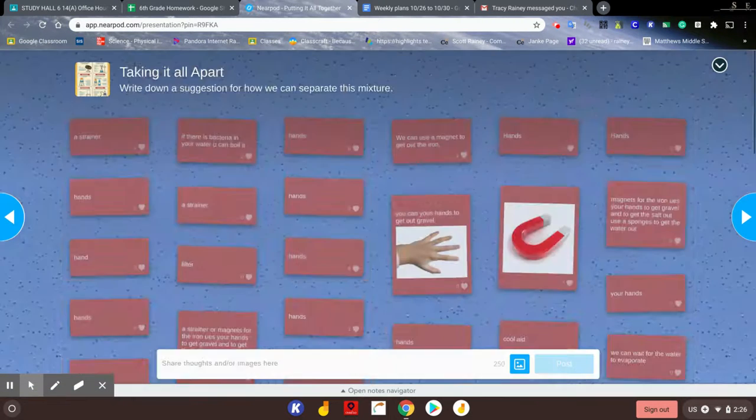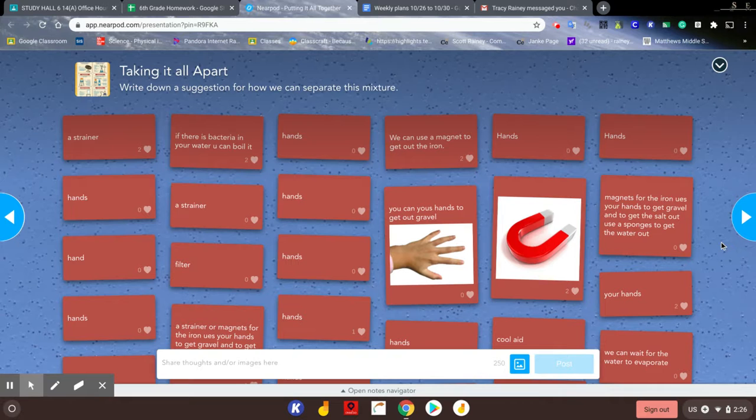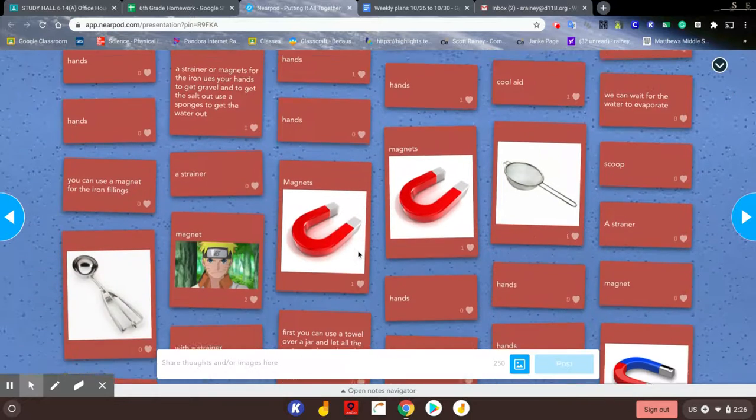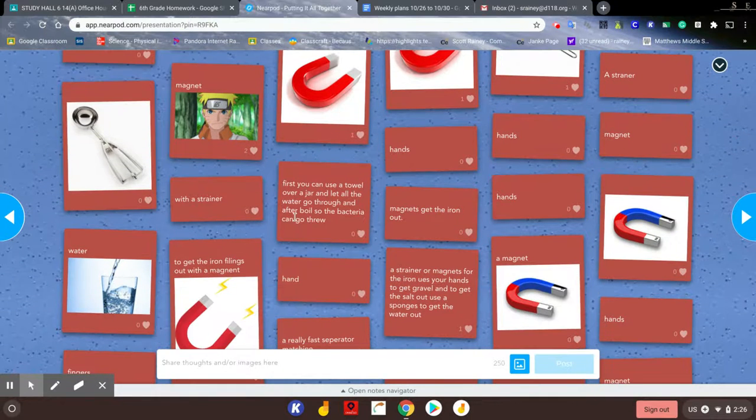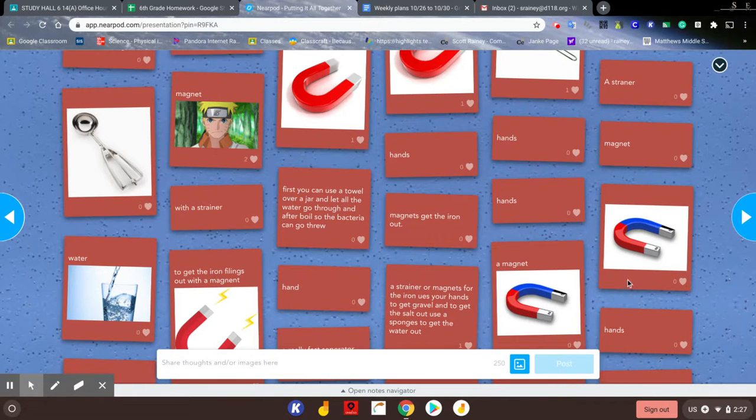So we had our mixture of water, salt, sugar, gravel, and iron filings. I wanted you to include one way we could separate things out. People have magnets, some people have filters. So I could say you could evaporate the water to leave the salt behind. It's called separation by evaporation. And I could post that, and it would add it to my posts.